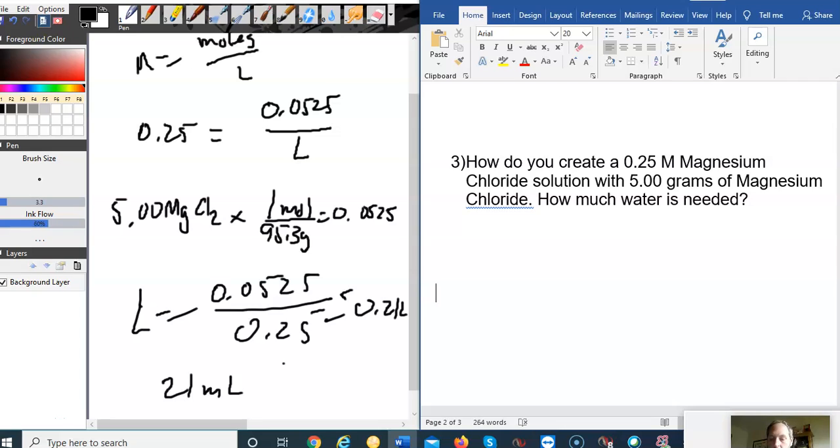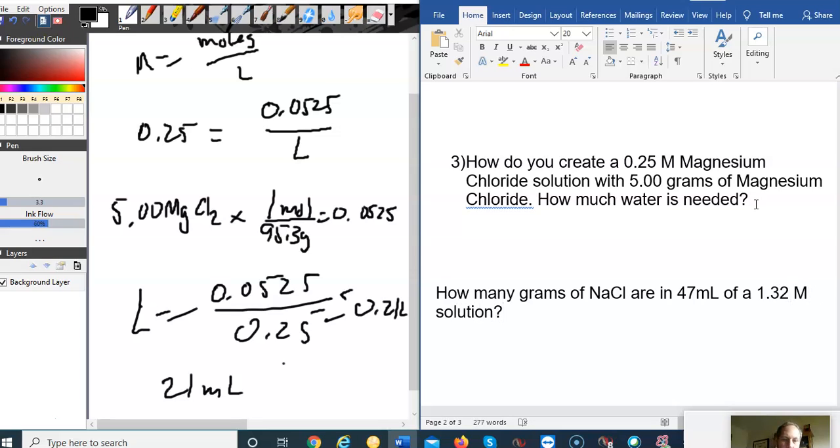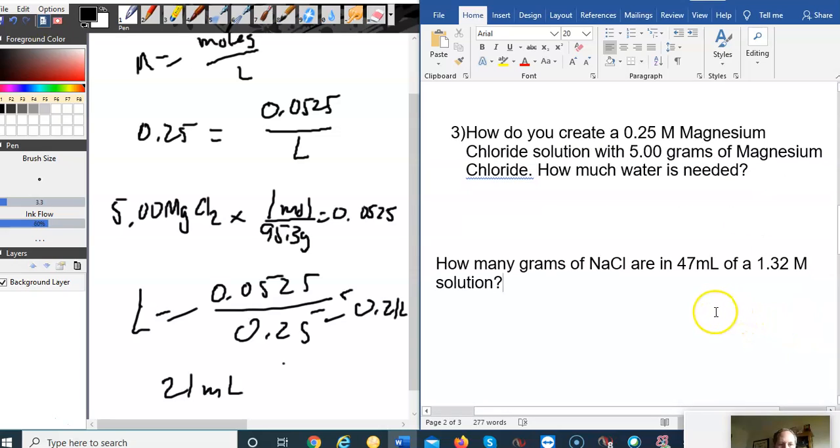Okay, so let's do this. How many grams of, let's do hydrochloric acid. Well, no, you can't weigh out hydrochloric acid. Let's take sodium chloride. How many grams of sodium chloride are in 47 milliliters of a 1.32 molar solution?